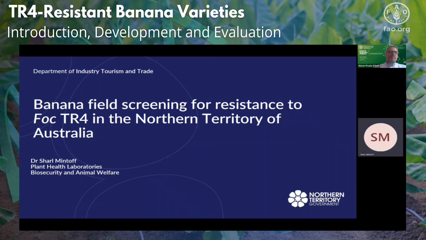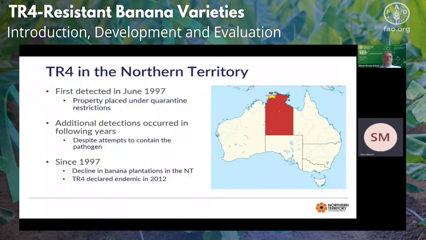So just a bit of a quick history of TR4 in Australia. It was actually first detected in June 1997 in the Northern Territory, in the Darwin region, you can see up here where the star is. So that actually triggered a biosecurity response, and that property was put under quarantine.